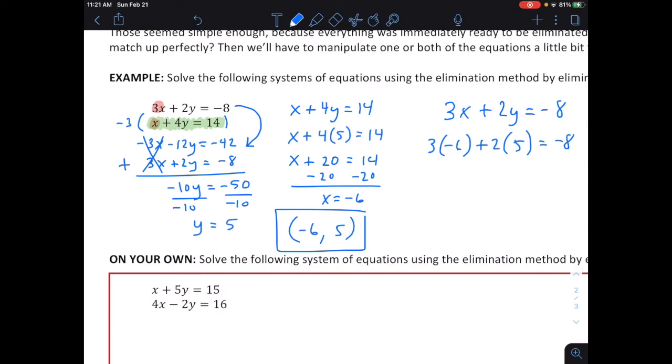So simplify all this. I get -18 plus 10 equals -8. Tricky one, -18 plus 10. A lot of people think -28, but don't think that way. Remember, -18, picture a number line. We're moving to the right. So -8 equals -8. So this one checks off. I know I have the right answer.